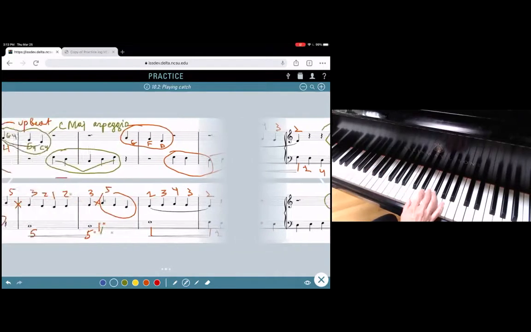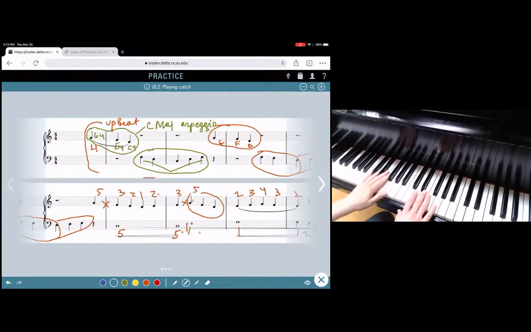Okay, now this was very, very slow. Let's try a faster tempo so we can also get some character, and imagine that it's a game, like playing catch.